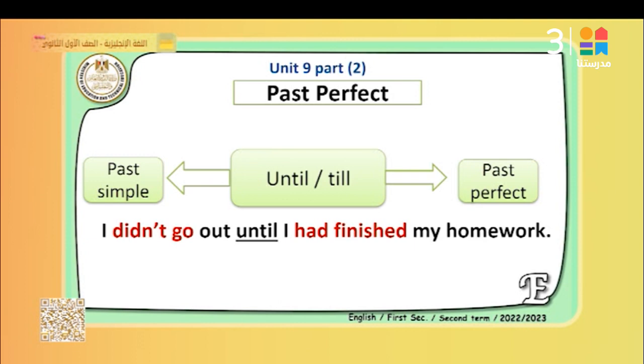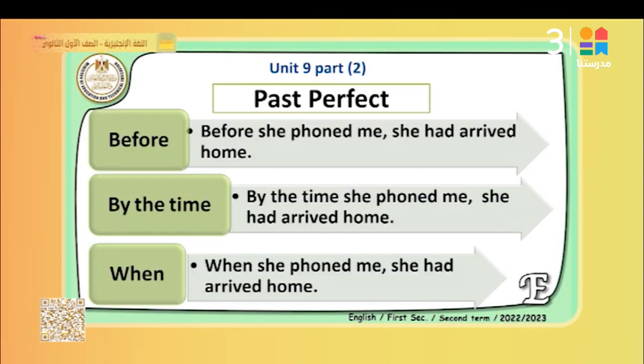So here I say, I didn't go out until I had finished. So which happened first? I had finished the homework first, then I went out. So we can say, after I had finished, I went out. Or I didn't go out until I had finished. And as you see, before until we use the negative form. I didn't go out until I had finished my homework.